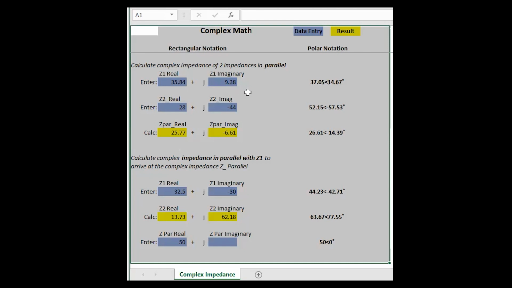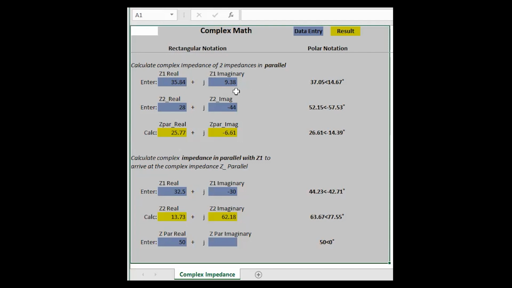And by entering this number here, real and imaginary, it'll actually give me over here on the right the polar coordinates. So 35.84 plus J 9.38 is equal to 37.05 at 14.67 degrees.